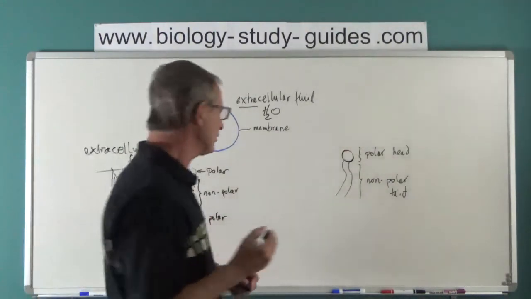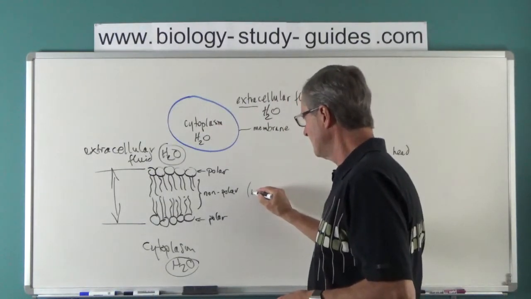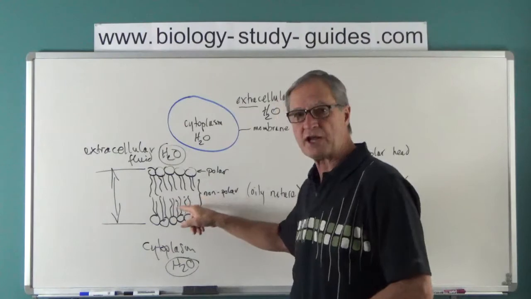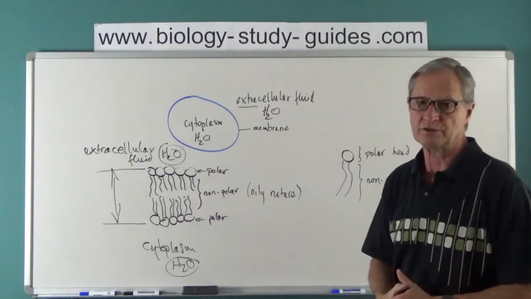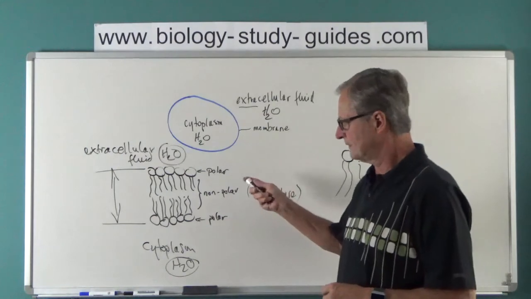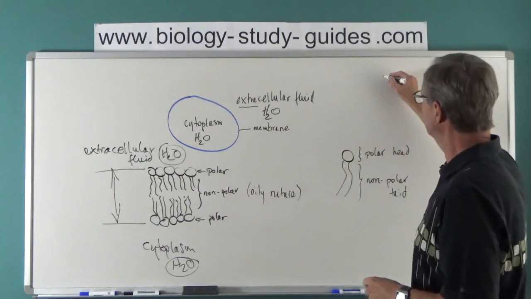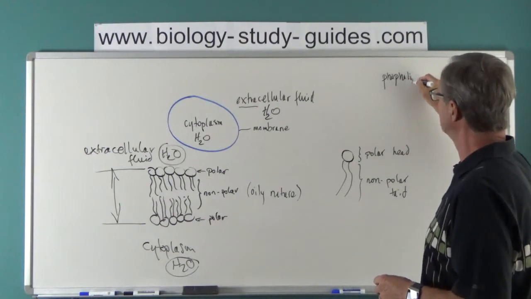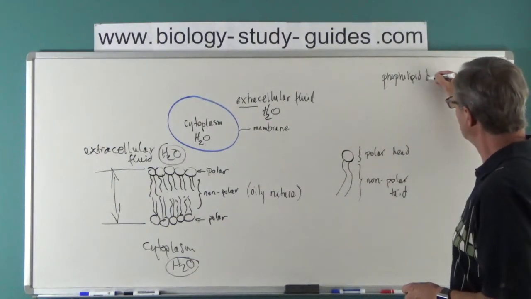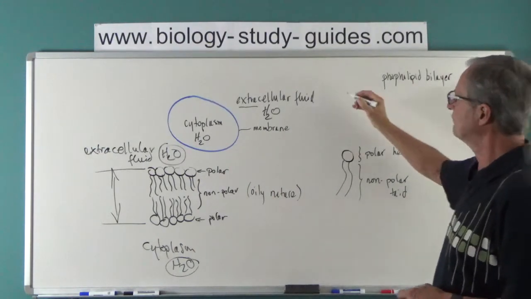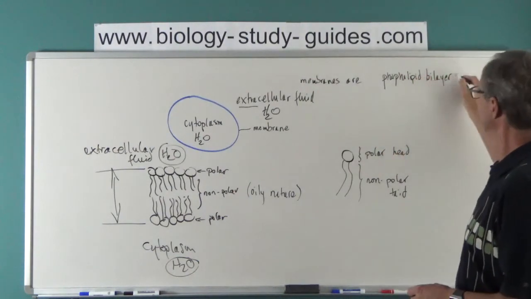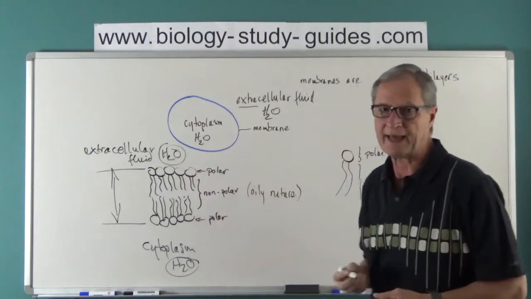And they say that this non-polar part actually has an oily nature to it, which makes absolute perfect sense because these are the fatty acid chains here, and fatty acids are oily in their nature. This is called a bilayer. It's a phospholipid bilayer. Bilayer, B-I, bilayer. So membranes are phospholipid bilayers. So this blue line really looks like that.